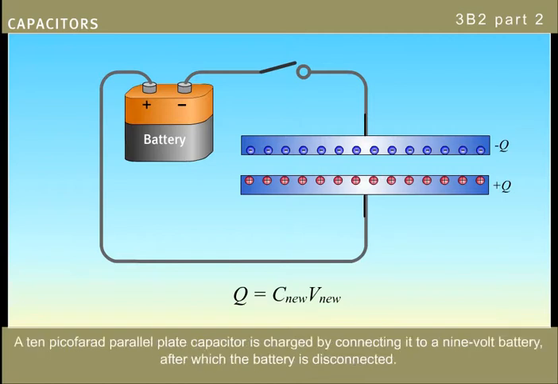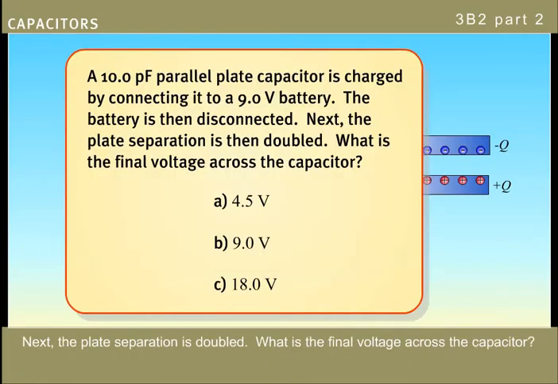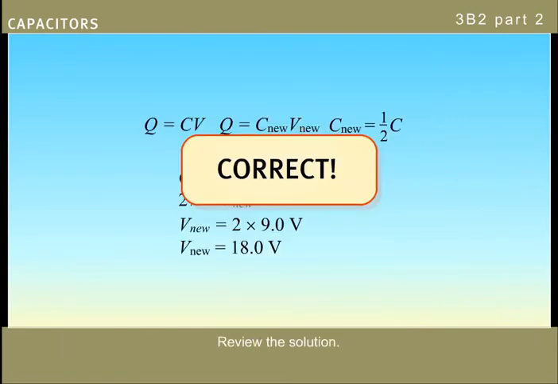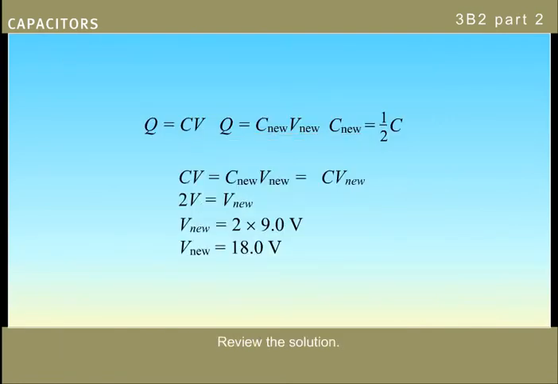A 10 picofarad parallel plate capacitor is charged by connecting it to a 9-volt battery, after which the battery is disconnected. Next, the plate separation is doubled. What is the final voltage across the capacitor? Try again. Try again. Correct. Review the solution.